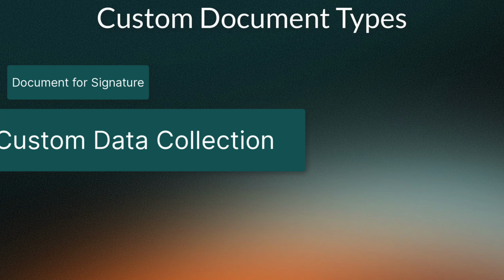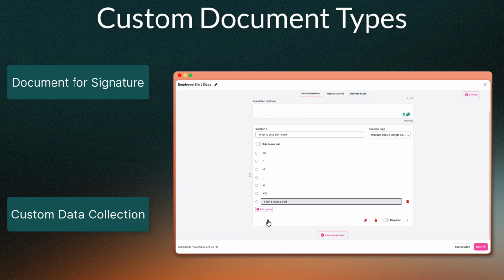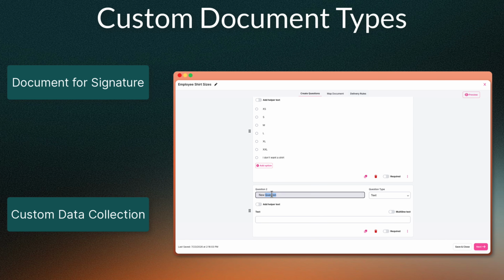Second, there's Custom Data Collection, used to gather project or client-specific information without a formal document. This option lets you ask crew members custom questions, things like t-shirt sizes or tax credit diversity data, and responses are stored and available for reporting and export.